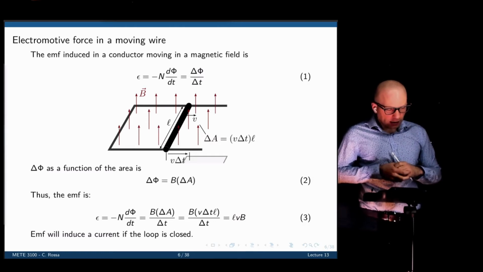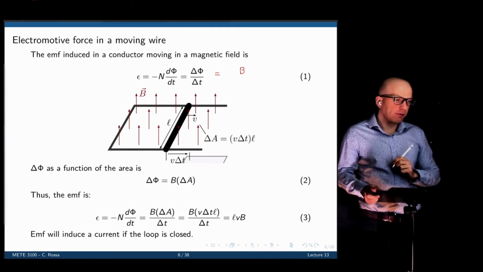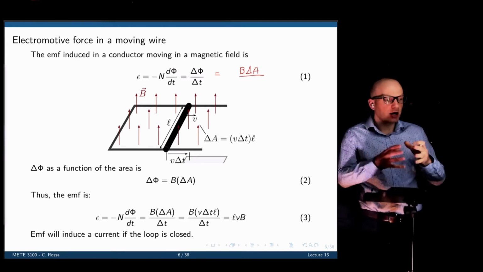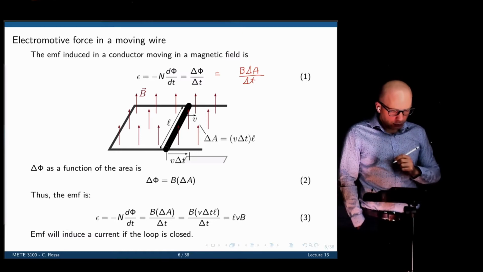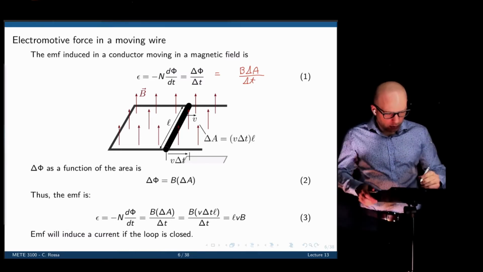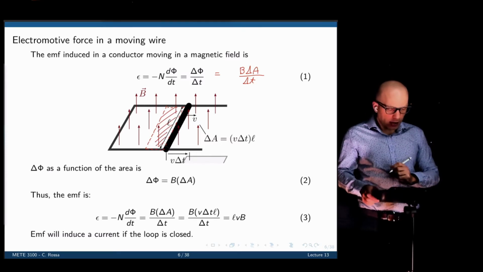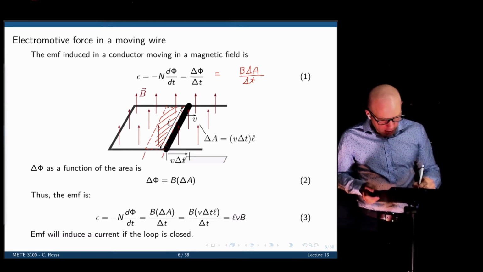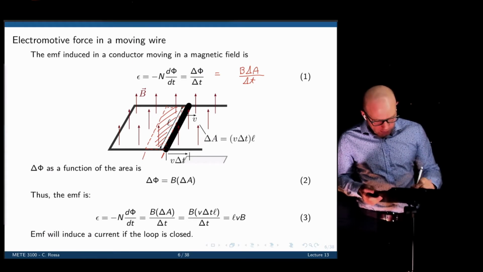We can describe the magnetic flux as simply the magnetic flux density times the area. We're going to call here delta A the area covered in a certain amount of time, delta T. How can you calculate delta A? Well, if the wire travels this distance, this is the area covered by the wire as it travels a certain amount. If it travels at a speed v and it takes t seconds to cover that area, this distance would be v times delta t.